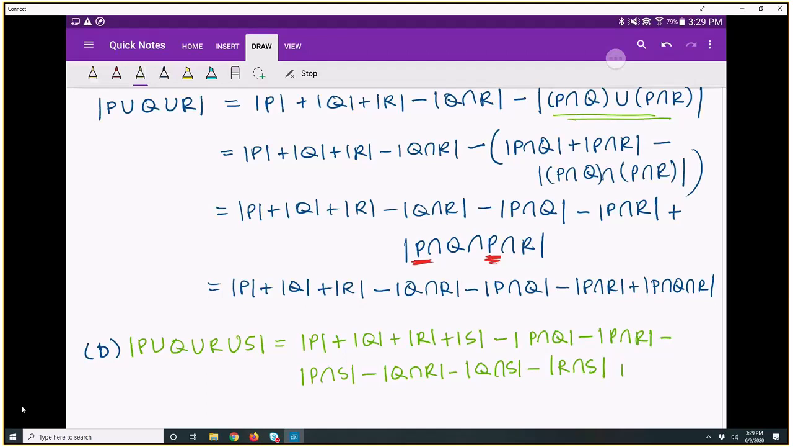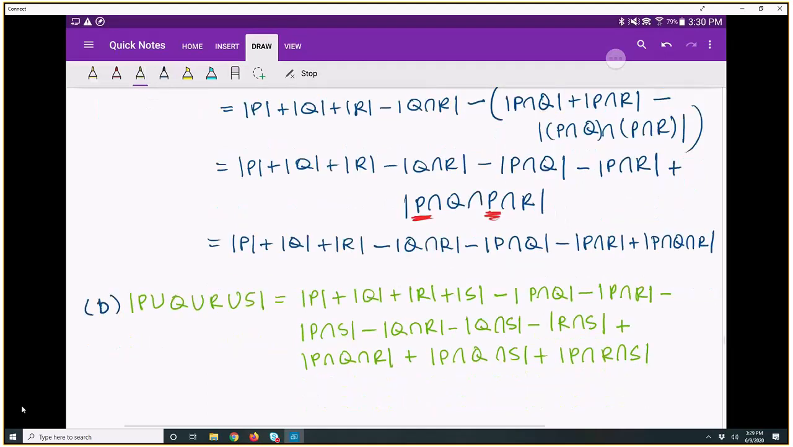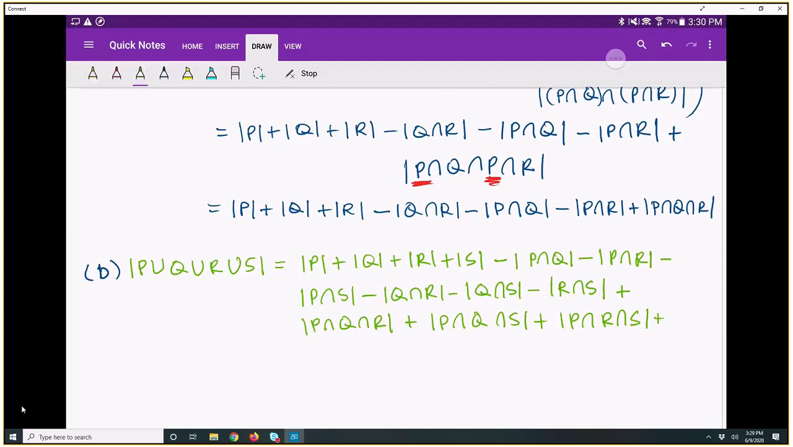Then I'll add in the cardinality of the triple intersections. So that will be plus the cardinality of P intersect Q intersect R, plus the cardinality of P intersect Q intersect S, plus the cardinality of P intersect R intersect S, and plus the cardinality of Q intersect R intersect S. And then finally, I'll subtract the cardinality of the intersection of all four of them: P intersect Q intersect R intersect S.